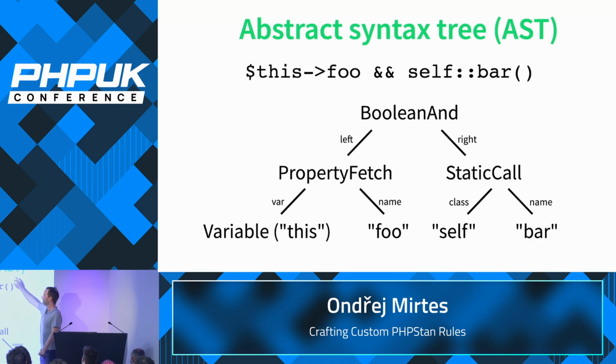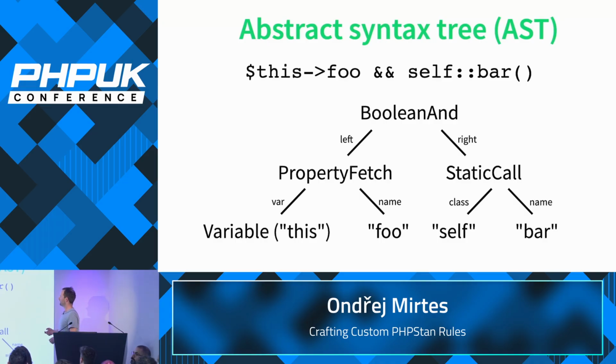So we have this expression, and it's a Boolean AND. It checks whether both of these sides are true, right? So on the left side, we have a property fetch, and the AST is going to tell us on which expression the property is fetched and the name of the fetched property. And on the right side, we have a static method call, and the AST can tell us what's the name of the class that the method is called on, and what's the name of the called method. And this is what PHPStan internals and your custom rules work with.